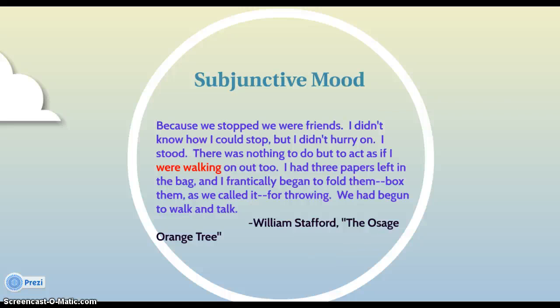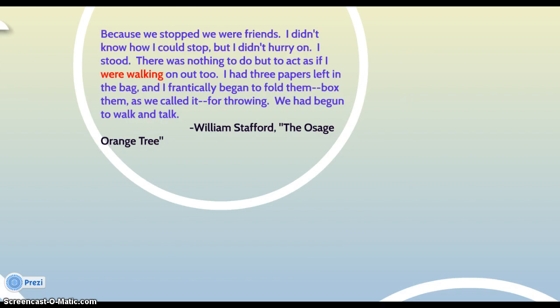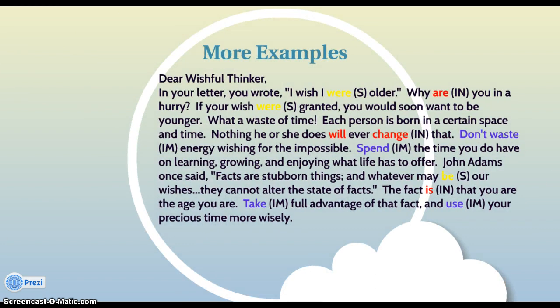Now, this is expressing something that is contrary to fact. These two people aren't really friends, but because they were put in a situation together, they acted as though they were friends. So when you have that something that's not exactly the way it seems to be, you use the subjunctive mood. Let's look at some more examples.